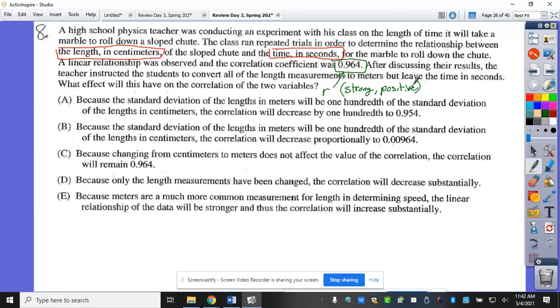Now that's not helping you answer the question, but I want to talk through episode 1. After discussing the results, the teacher instructed the students to convert all of the length measurements to meters, but to leave the time in seconds. It's easier for me to draw this one with, I don't know what the conversion measurement is for centimeters and meters. It's like 30. Nope, I was way off. It's like 90 something, maybe.